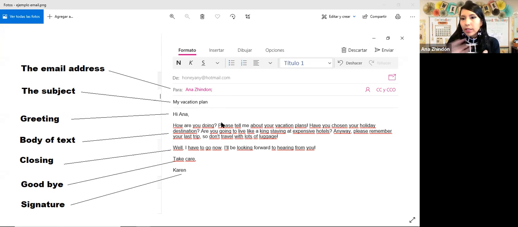Then you start writing your email and you have to be careful of this structure. First, you need the greeting. Remember that when we are writing informal emails, this greeting can be like when you're speaking, okay? So you can use hello, you can use hi, what's up, okay? Those are different types of informal greetings.